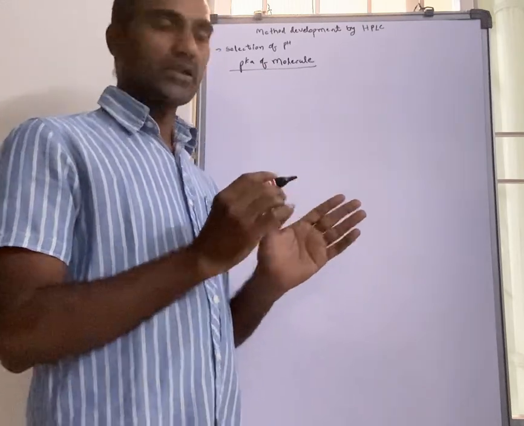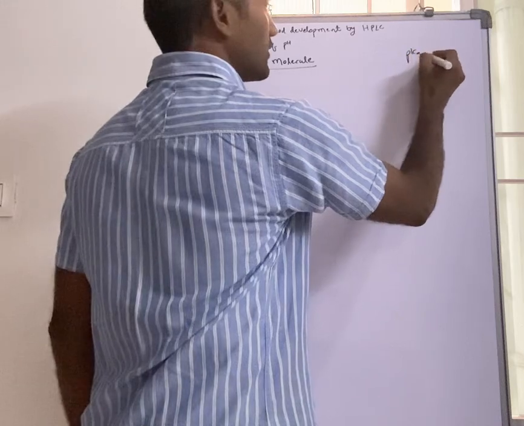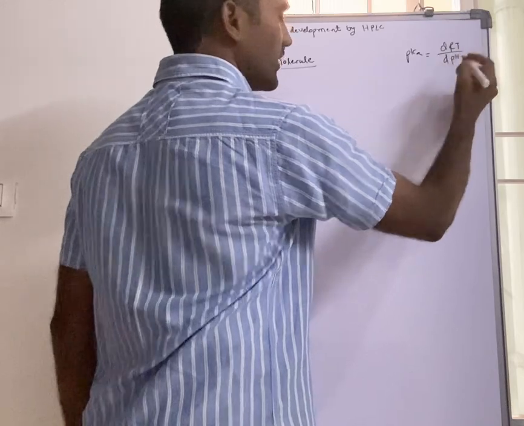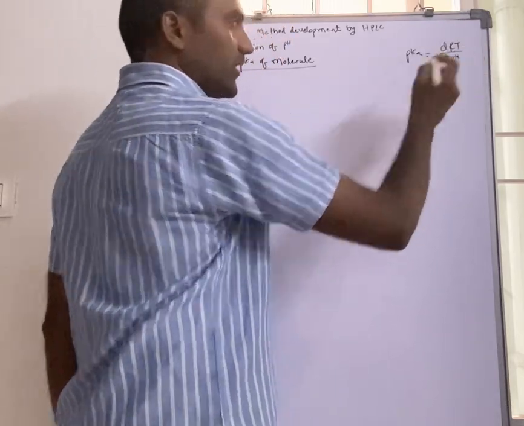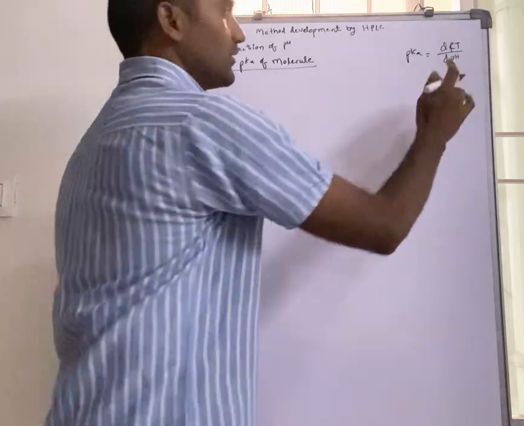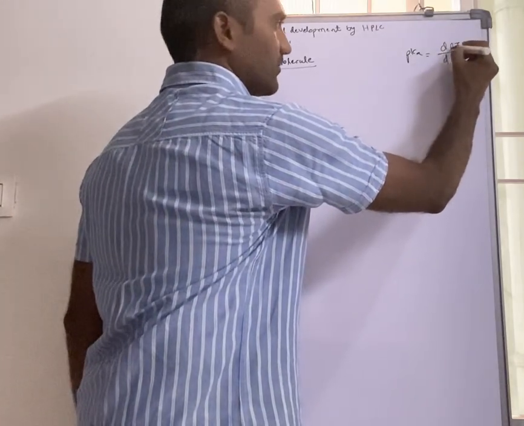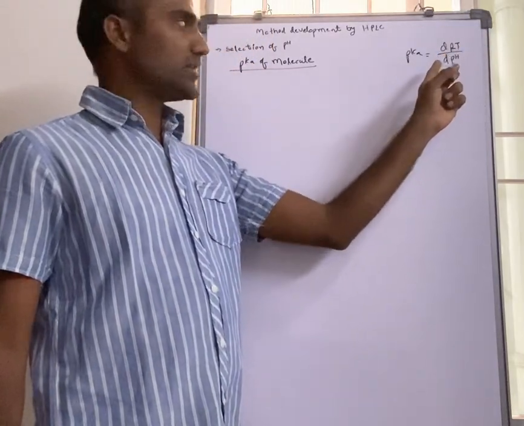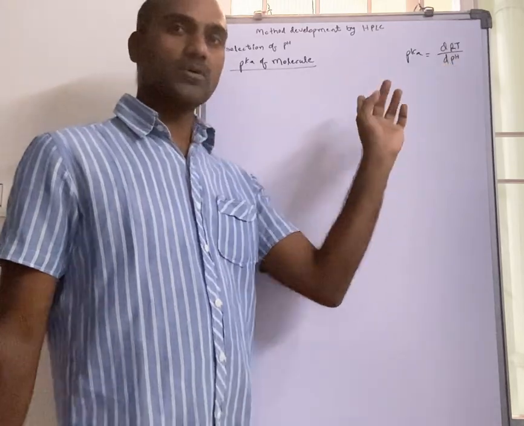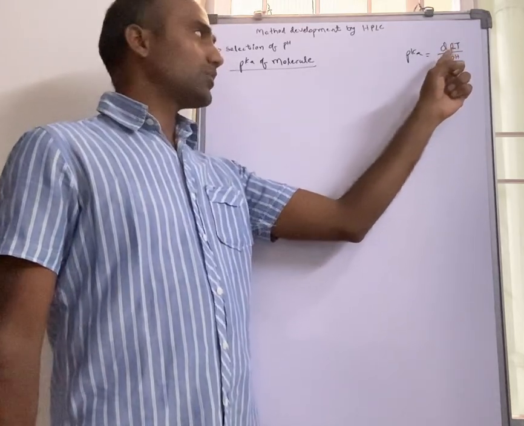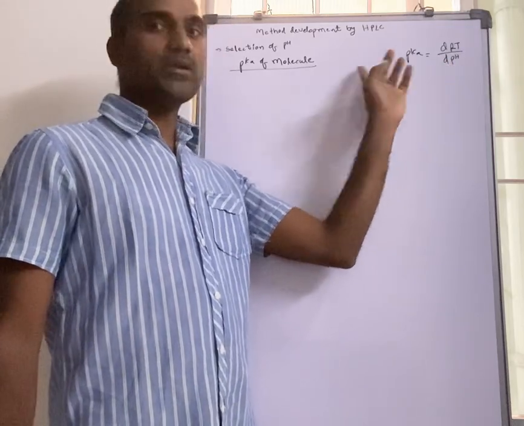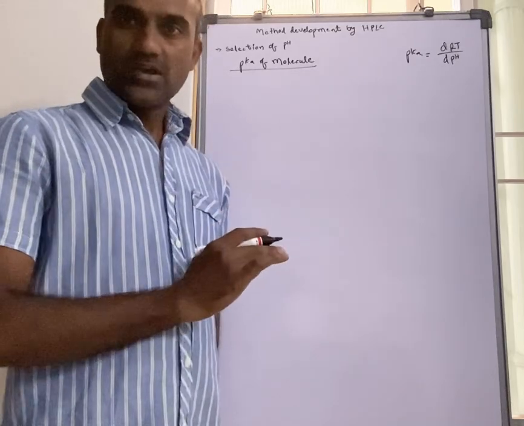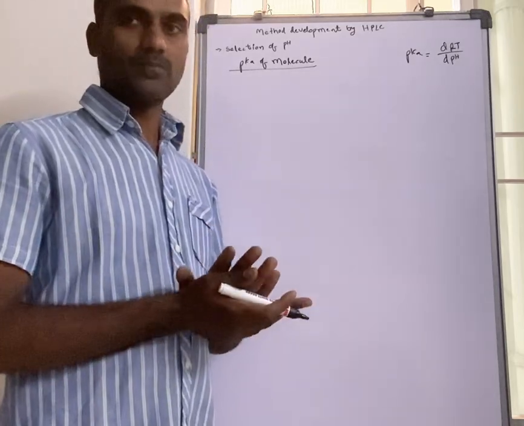There is a formula for pKa: pKa is equal to dRT by dpH. This is pKa determination by HPLC. There is a sudden change in retention time with change in pH of the buffer. So the change in retention time with the change in pH will give you the pKa value of the molecule. By this way, now we know the pKa of the molecule.